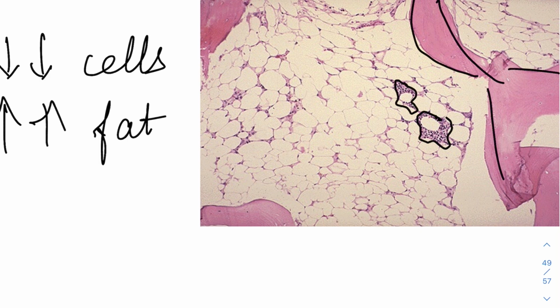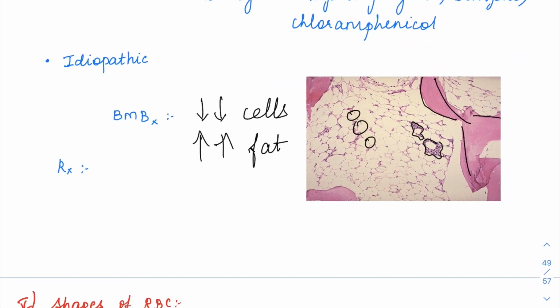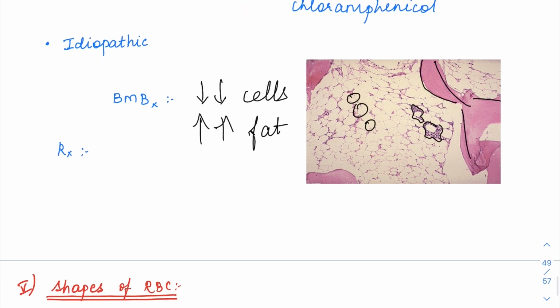Normally in a child, they would be occupying the entire area. But here it is all replaced by these fat cells. Only a small focus of bone marrow hematopoietic cells is seen. So this is the classical image of aplastic anemia. And for treatment, you cannot do anything since the stem cell itself is affected. You just have to do a bone marrow transplant, nothing else. So now we have seen all the types of anemia.